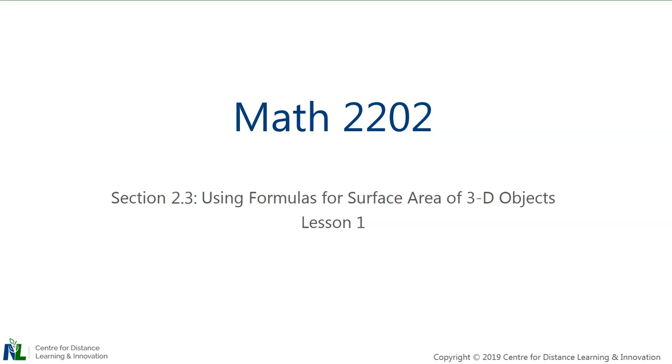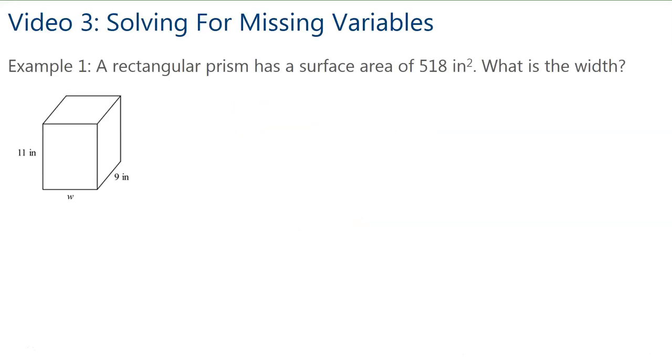Welcome back to Lesson 1. Here we will be given the surface area of a prism and then have to solve for a missing variable.